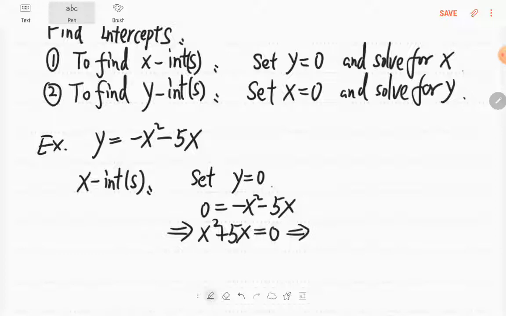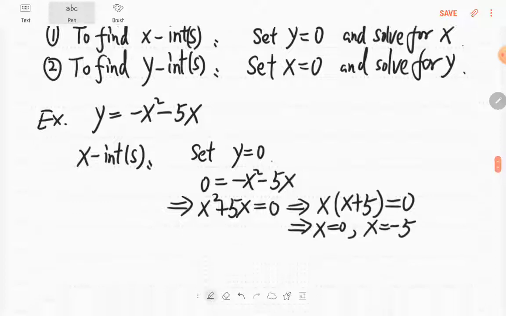So here, you cannot divide by x, right? Remember that? If you divide by x, you will lose the solution. We factor out x, equals that, equals 0. So this one is x equals 0 and x equals -5. So these are the x-intercepts.